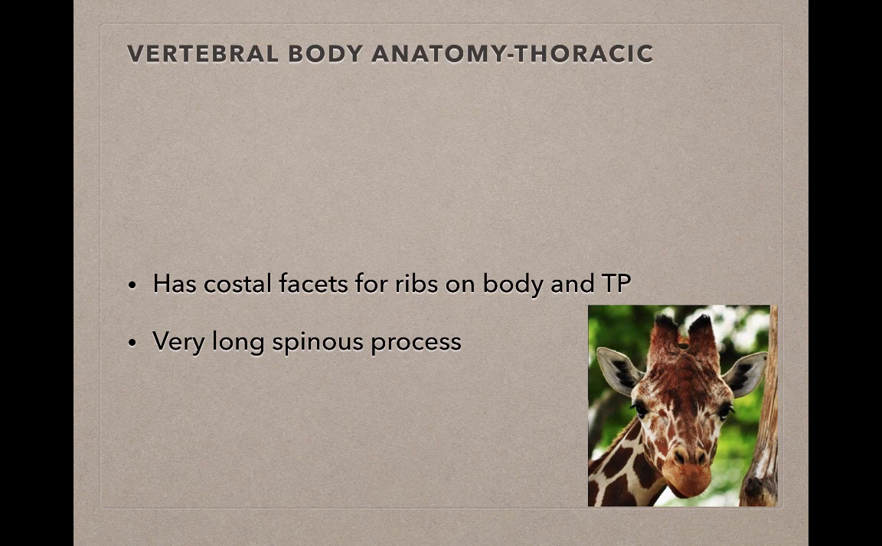The thoracic vertebra have costal facets where the ribs articulate. So these are going to end up forming some joints. The spinous processes of the thoracic spine are very long and they slope downward. And if you've ever had a chance to closely look at a thoracic vertebra, you're going to notice that it does have some striking resemblances to this giraffe down here.